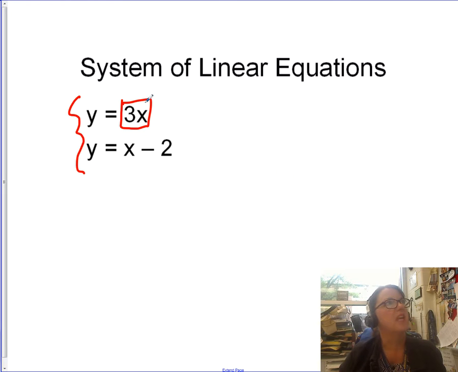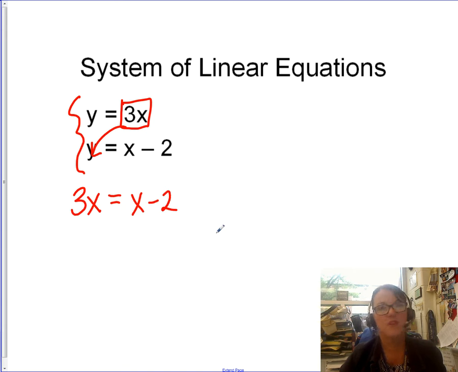We're going to take what y equals and substitute for y in the second equation, which means since y equals 3x and I've got y in this equation down here, I'm going to put 3x on the left-hand side. On this side, I'm going to have x minus 2. Now we've taken this system of equations and used substitution to get it in one variable. We can solve for x now.